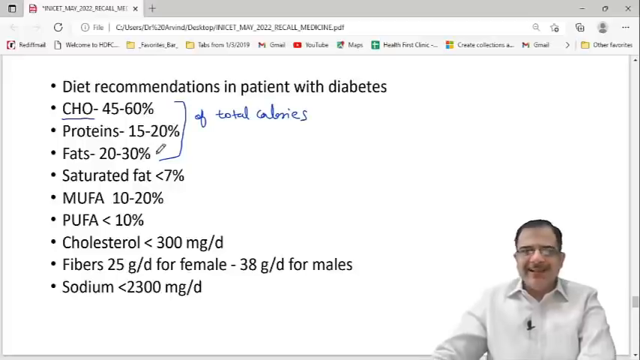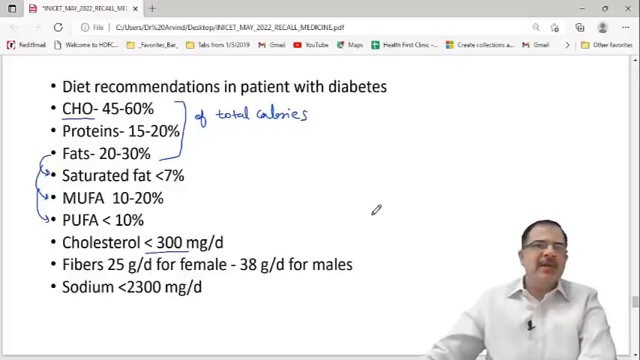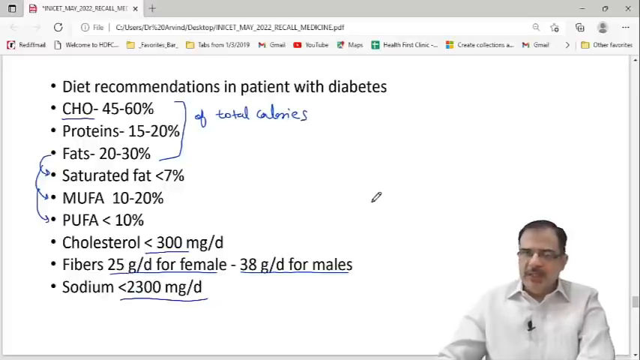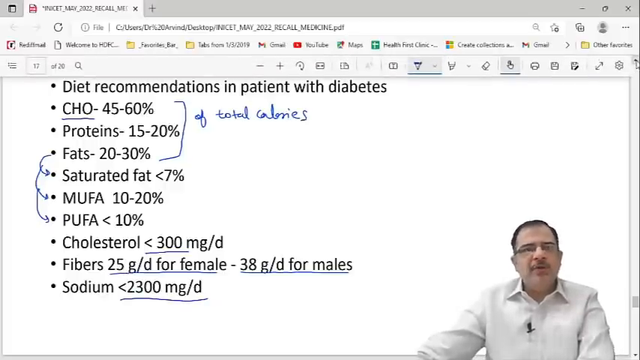Out of those fats, less than 7% should be the saturated fat, 10 to 20% should be monounsaturated fatty acid, and less than 10% should be the PUFA, that is polyunsaturated fatty acid. Now the cholesterol in the diet should be less than 300 milligrams per deciliter. Fiber intake 25 grams per day for females and 38 grams for males. Approximately you can say 40 grams per day for males. Sodium intake should be less than 2300 milligrams. So these are the diet recommendations for a patient of diabetes.